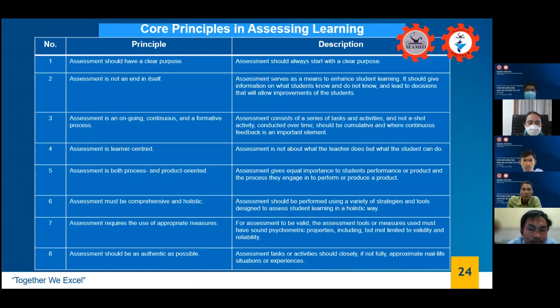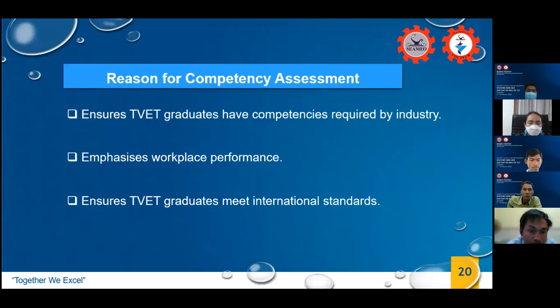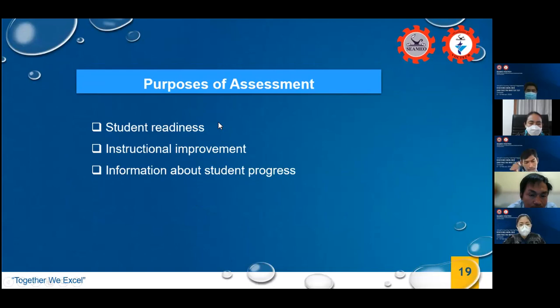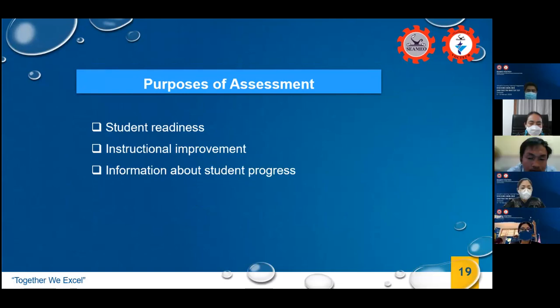You need to have a timely assessment so that, remember, we assess whether they are ready. I will go back to this purpose. You have to have this one. Are your students ready? How are you teaching? Is there something lacking in your delivery? Is there something that you need to do as a teacher so that you can teach better?